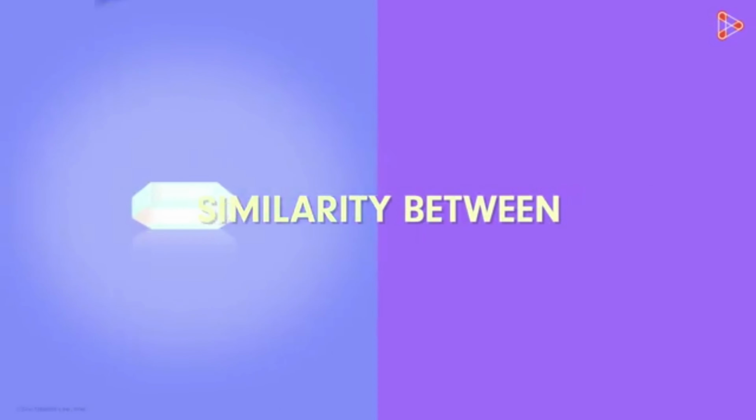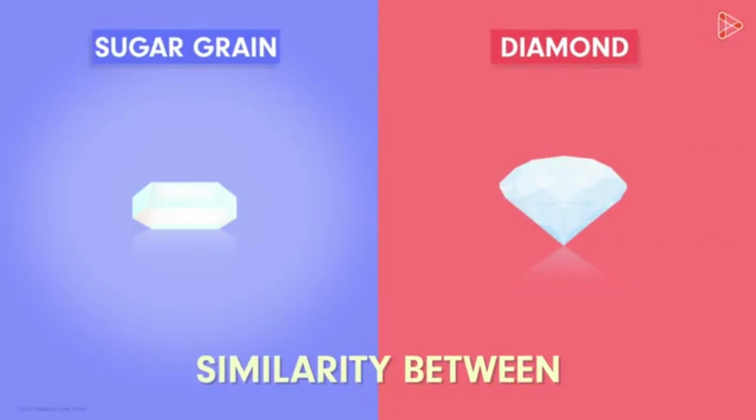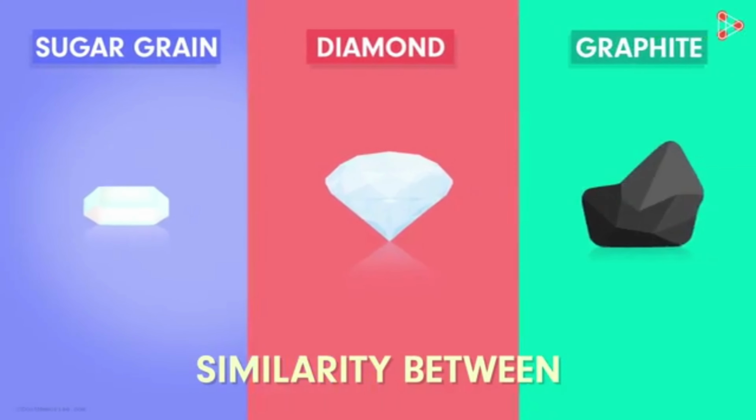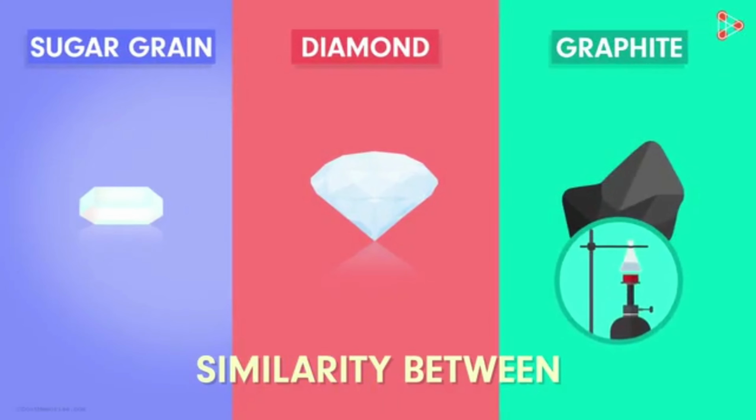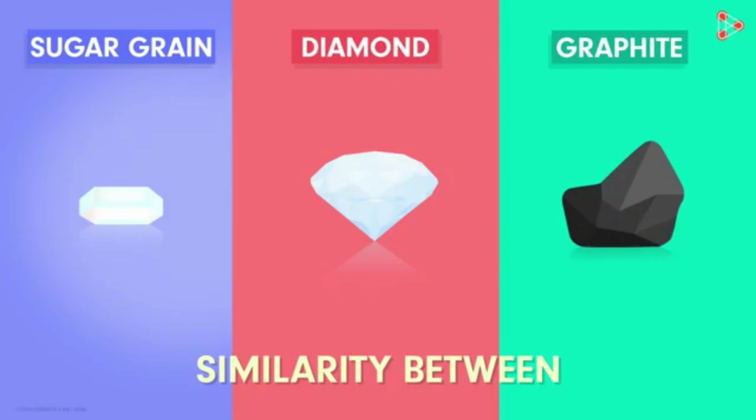If I ask you what is the similarity between a sugar grain and a diamond, maybe you will say that both of these are lustrous. And what if I ask you the similarity between a diamond and a graphite? Graphite is just this piece of black stone which is used in laboratories. Maybe you'll think that there is no similarity. But is there really no similarity between these two? The answer is going to surprise you.